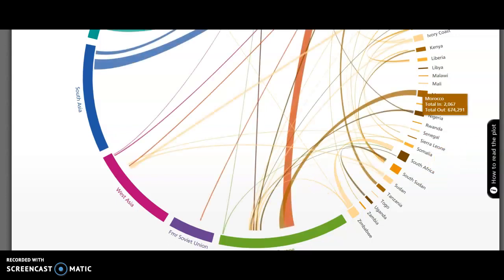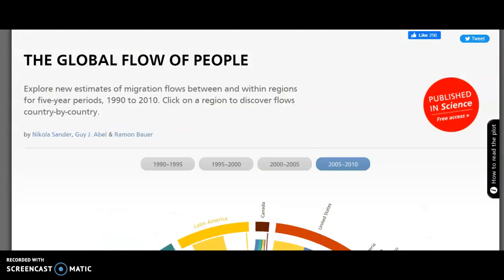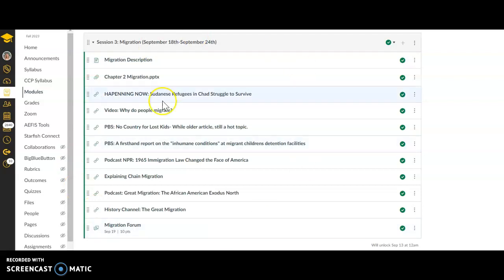So hopefully this helped answer some of your questions in terms of migration and give you a little background so that you can work your way through this topic in a more meaningful manner.